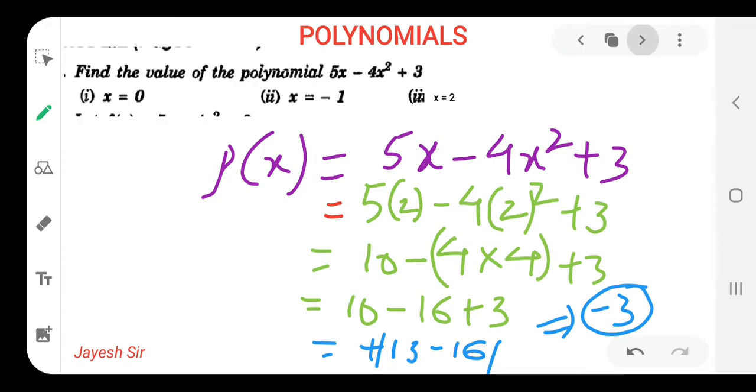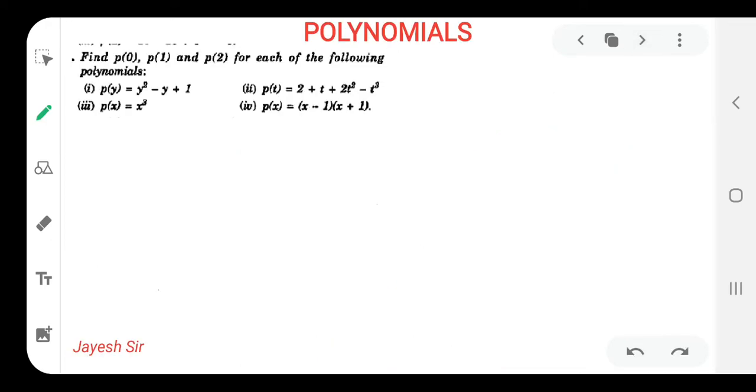So let's move to our next topic, which is similar to the previous topic we understood. Here it is written, friends, you can see p(t). That means the variable is t. P(x) means the variable is x, and here the variable is y. I hope you all have understood.